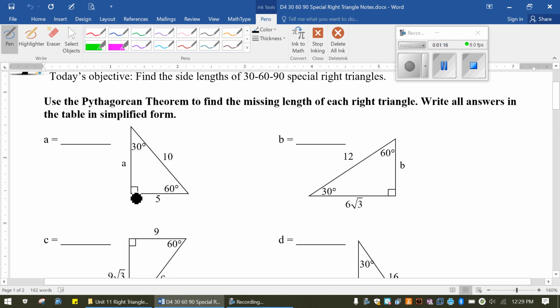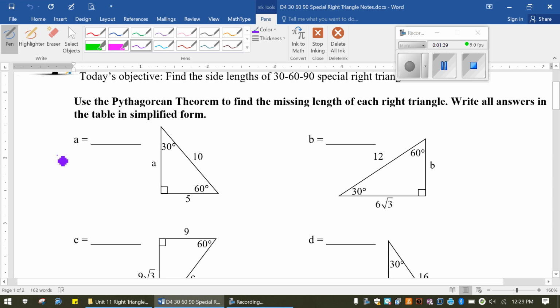However your triangle is positioned, you will find your 30-degree angle, and opposite that is your short leg. So it's not always that the short leg is on the bottom, it's that the short leg is opposite the 30-degree angle. All right, so let's jump in on this first right triangle and solve for A.